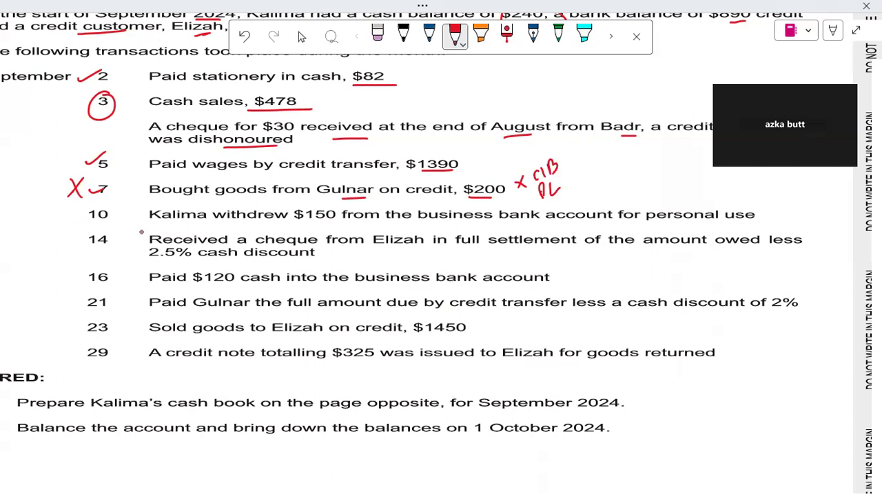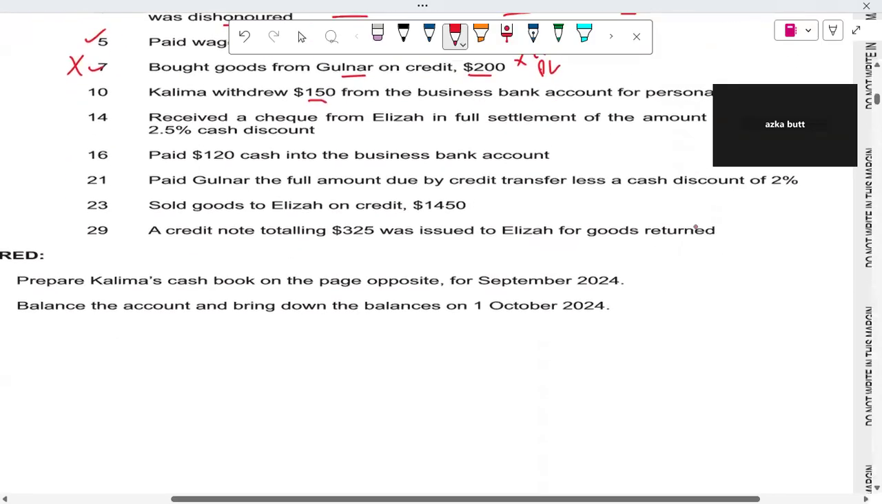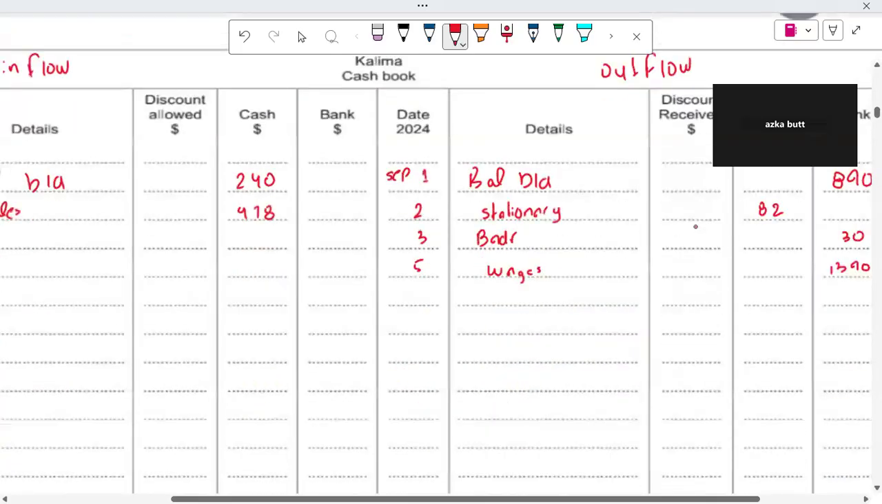So this is not an entry we are going to record in the cash book. And what happened on 10th September? Kalima withdrew $150 from the business bank account for personal use. So these are basically drawings.